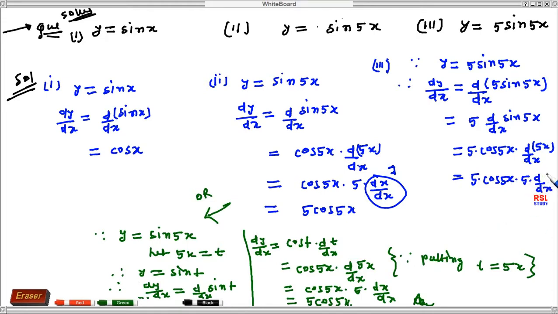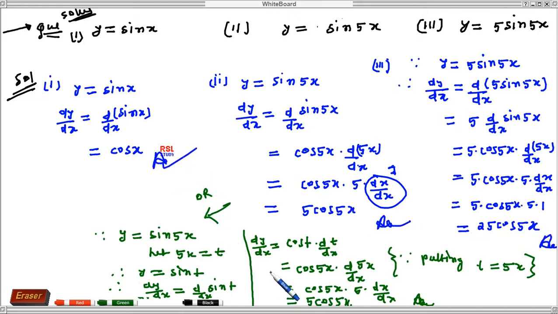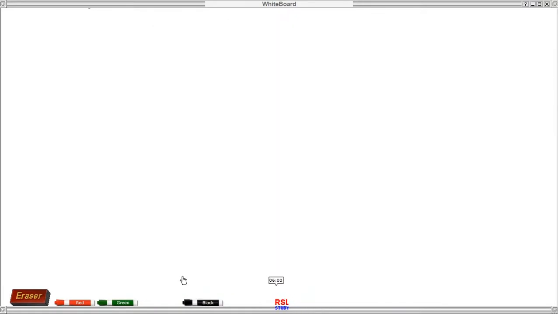Now you need not write d/dx of x every time, because it is understood that the value is 1. So now you have got the better practice, so you can just leave that. So 25 cos 5x is the final answer. Now moving to the next question.